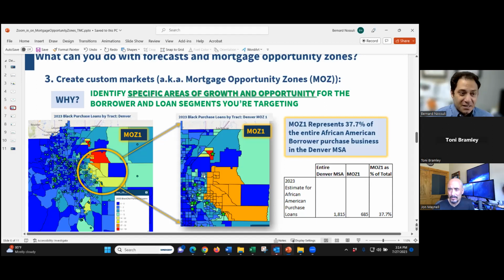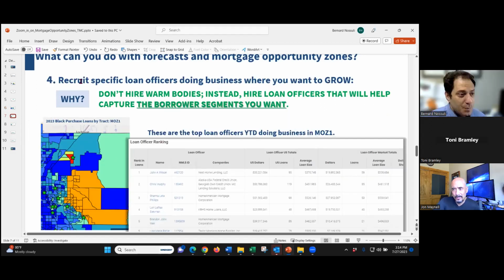Okay. So again, after we create custom markets, then we can get very specific about a couple of things. The first is point 4, which is recruiting specific loan officers doing business where you want to grow. So this is the idea that if we are focusing on this MOZ, then we don't care about all of the loan officers in Denver. In fact, we're trying to be very pinpoint and very precise about recruiting loan officers who are doing business in this area specifically. And so this is hard to see, so I'm going to go back to our platform.